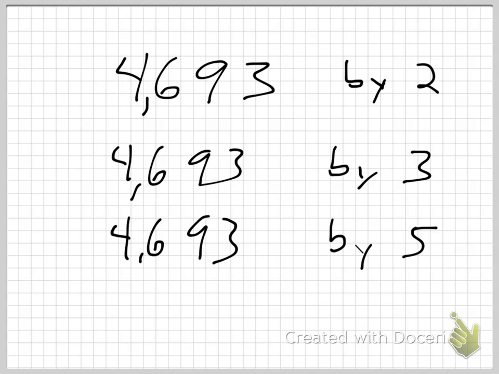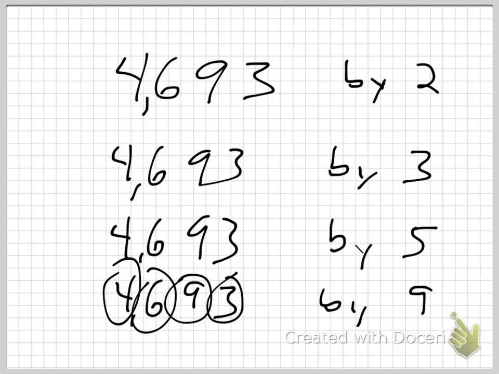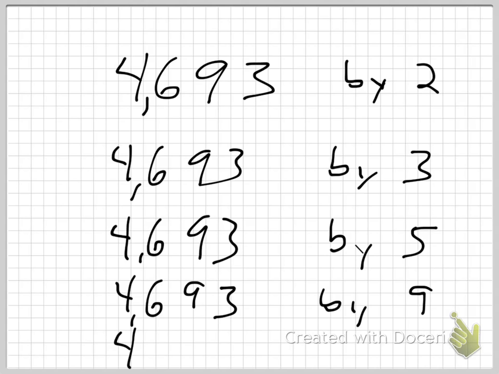Okay. Another one. By 9. 4, 6, 9, 3. Is that divisible by 9? Here's the deal. 9s and 3s are the same. This is the same procedure. You add up each individual digit, and if that number is divisible by 9, then the whole number is divisible by 9. What was 4 plus 6 plus 9 plus 3? 22. Is 22 divisible by 9? No. Therefore, 4,693 is also not divisible by 9. Make sense?